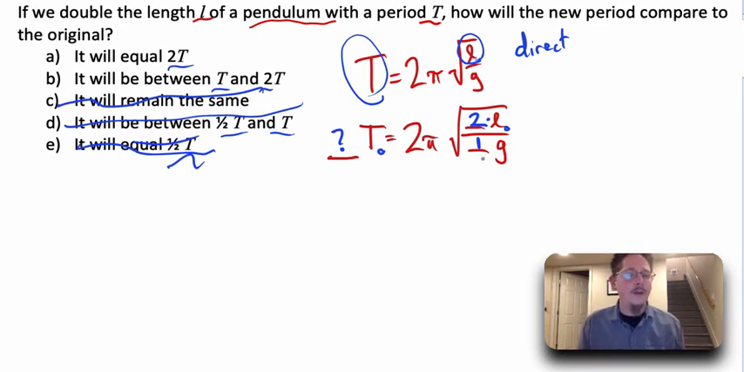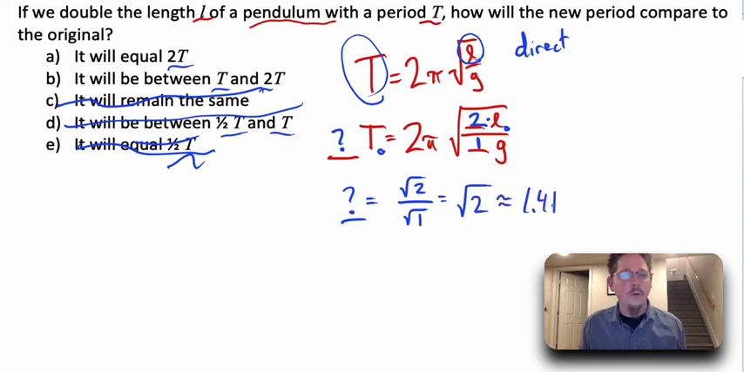Well, to do that, I can look at my ratios over here, but I have to pay attention to what's going on in the equation. So this guy over here is equal to square root of 2 over square root of 1. Oh, that is square root of 2. That is around 1.41. What we're saying is that the new period is around 1.41 times the old period, the original period. So we have not doubled the period. We have increased it, so it's not going to remain the same.